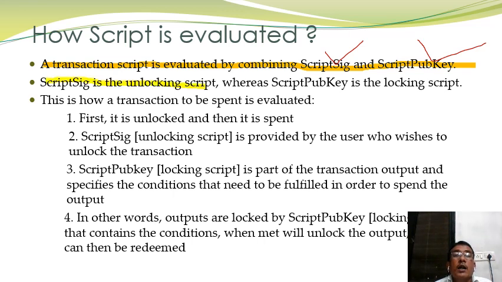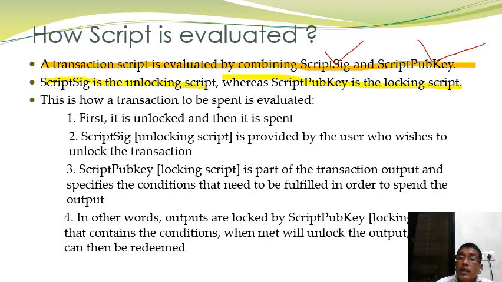You can see the script signature is the unlocking script, whereas the script public key is the locking script. If the script is said to be a full, valid script, then it will contain a locking script and an unlocking script. The locking script is on the output; every output has a locking script, and the unlocking script is required to unlock the outputs, to spend the outputs.